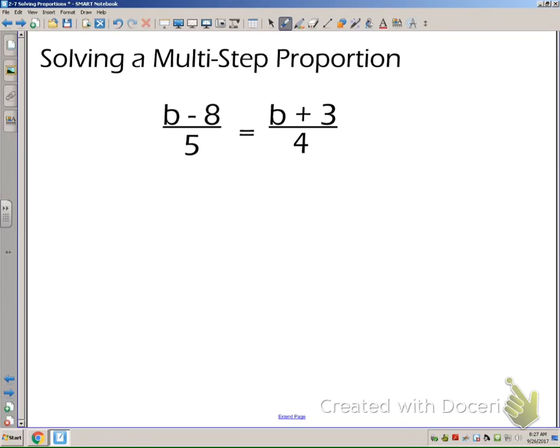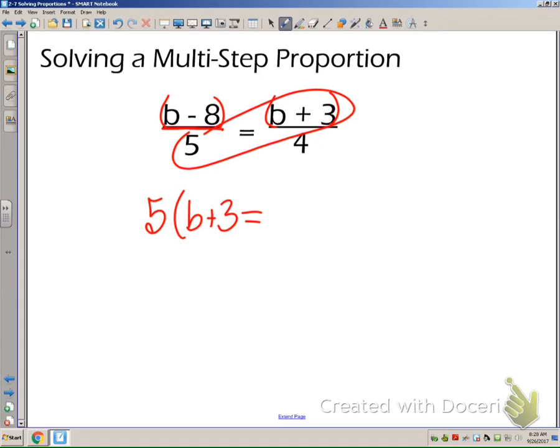Now we're going to up the ante a little and look at a little bit more involved problem. I don't like to say harder because I don't feel like it is harder. But remember how we talked about this fraction bar acts as grouping symbols. So when I see multiple terms above the division sign, I like to right off the bat just go ahead and put them in parentheses. Because then when I start doing the cross products, it makes it easier to see that I'm going to have to distribute. So I'm going to do the 5 times the group of B plus 3. That would be this cross product.